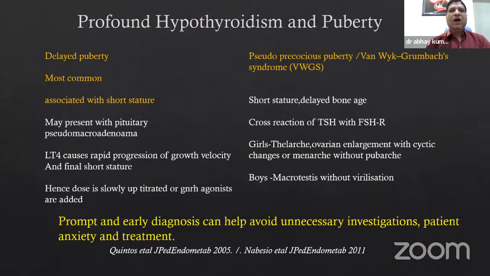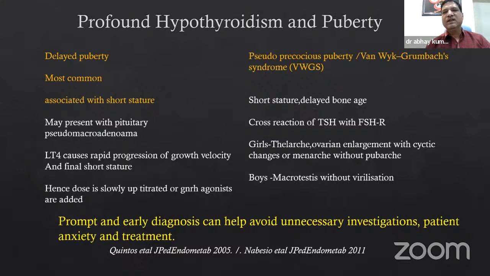Again, profound hypothyroidism in puberty can sometimes cause delayed puberty, which is most common and is associated with short stature. Sometimes it may present with pituitary pseudomacroadenoma. Levothyroxine causes a rapid progression of growth velocity and final short stature. Hence, the dose should be bumped up slowly and gradually so that there is no accelerated premature closing of the epiphyseal bone. Pseudoprecocious puberty is sometimes called Van Wyk-Grumbach syndrome.